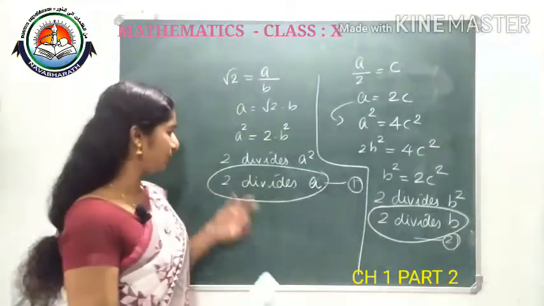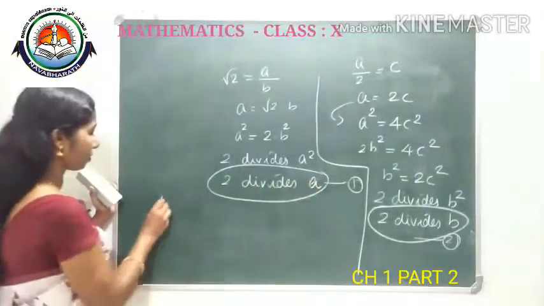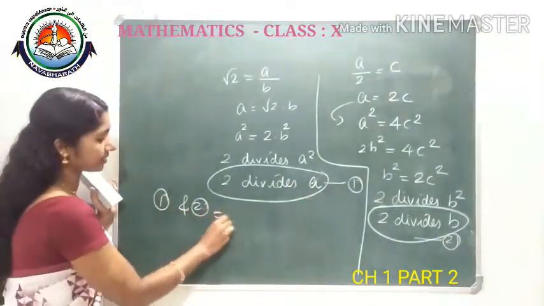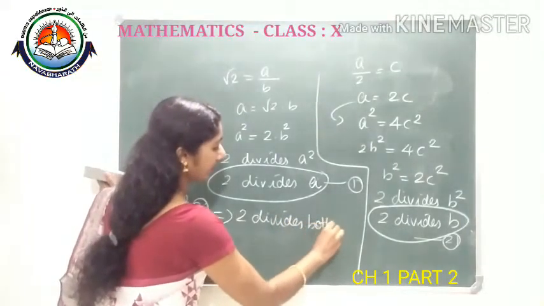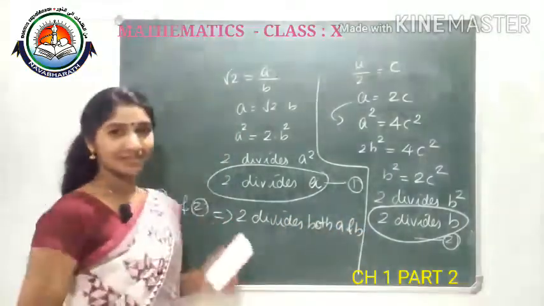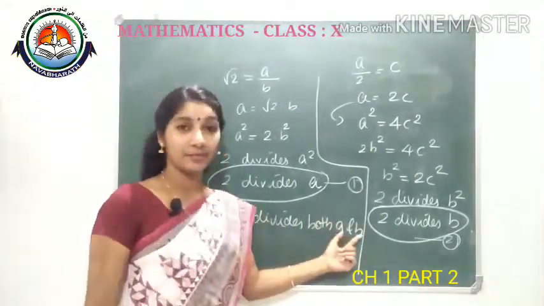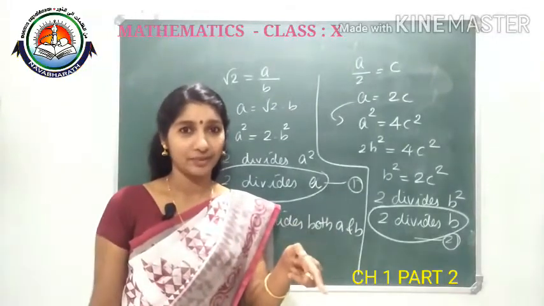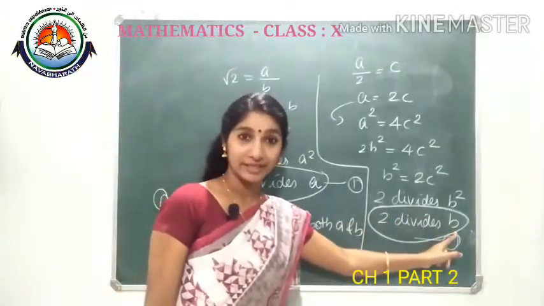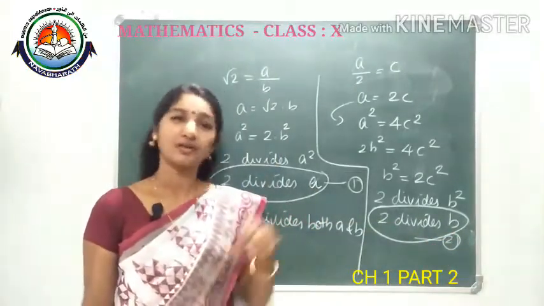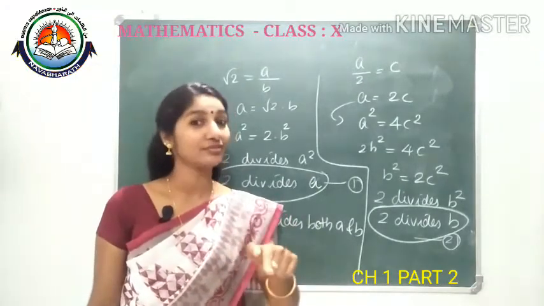Actually what we got, 2 divides A and 2 divides B, means from 1 and 2, 2 divides both A and B. That means A by 2 is possible, B by 2 is possible, or 2 divides A and B. That means 2 is a common factor of A and B. Isn't it? 2 is a factor of A and 2 is a factor of B. So 2 is a common factor of A and B.